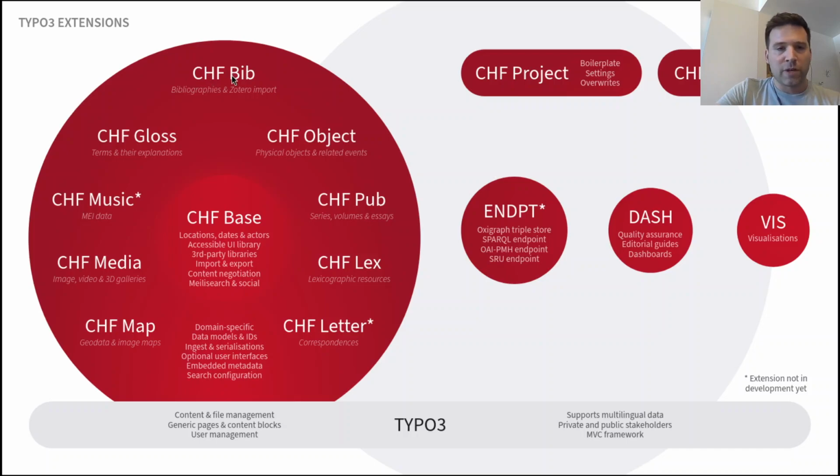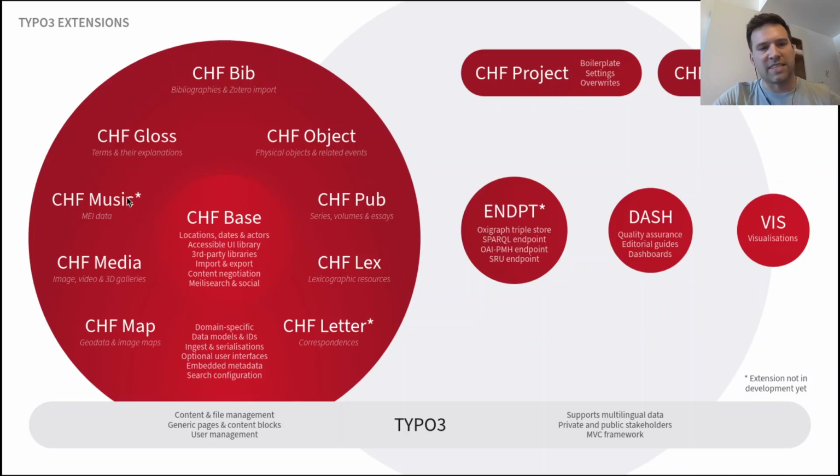There is a bibliography component with a Zotero import, for example, one for publications that can be more blog focused or like a retro digitization project as well. There's a lexicography component, a media component, a glossary component, and different kinds of maps.